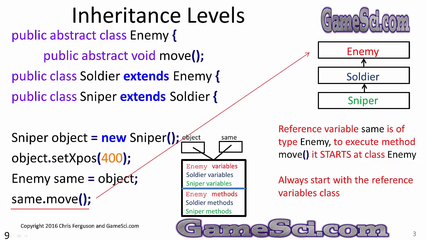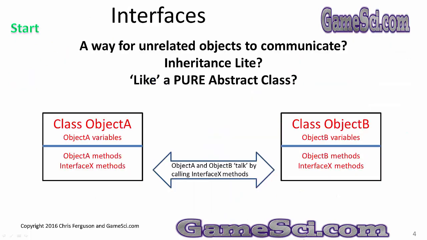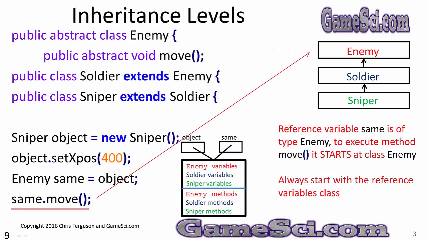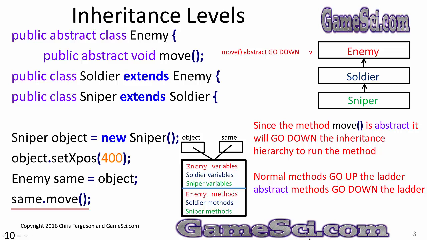Let's do a same dot move. The reference variable same is of type Enemy. To execute the method move, it starts at class Enemy. And what does it see? It sees there's an abstract method in Enemy called move, so it will start going down the ladder. Whenever something's declared abstract in a parent class, it means I need to go down the ladder looking for it. Normal methods go up the ladder from Sniper to Soldier to Enemy.